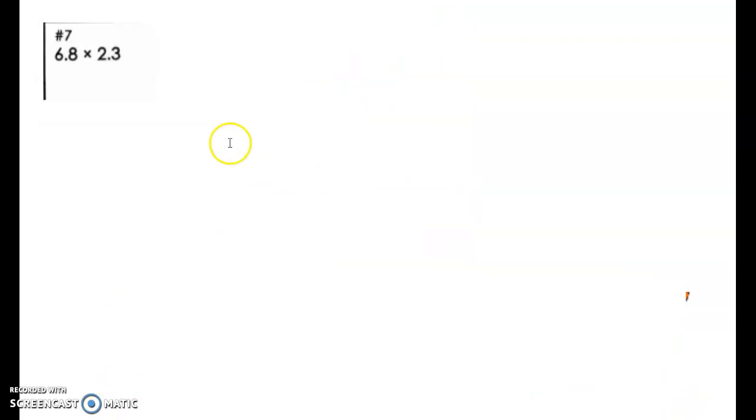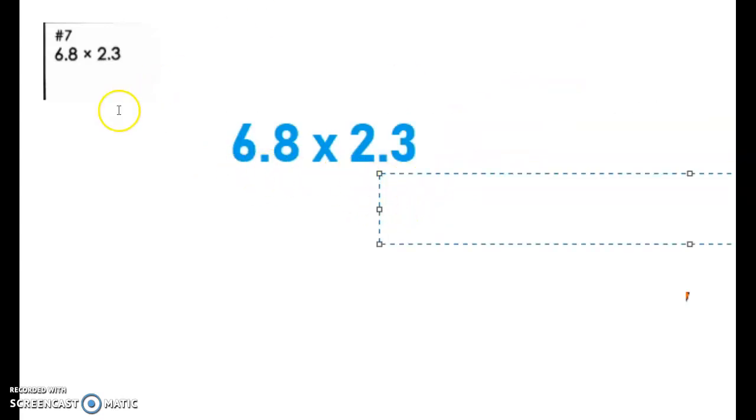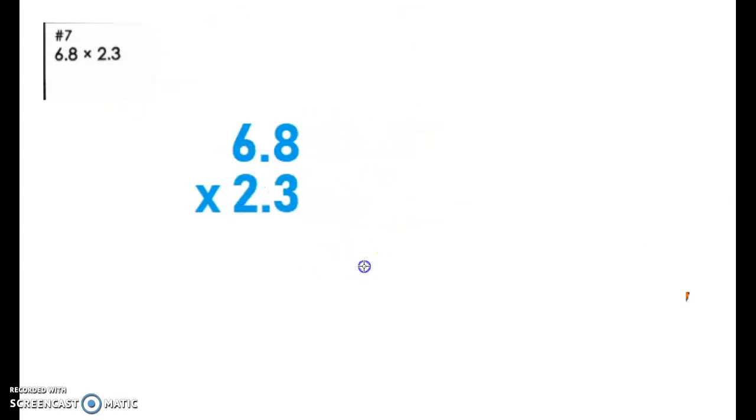Now, number 7 says 6.8 times 2.3, right? Let me turn that to easier to look at. All right, 6.8 times 2.3. So remember, this is multiplication. So you're just going to line it up vertically, right? I'm not worried about my decimals. As a matter of fact, when this is multiplying decimals, I can just get rid of them. I don't care about my decimals right now. I'm just going to work it out like a regular multiplication question that we've done in the past. I mean, you guys did it in elementary school. So we're just going to work it out.